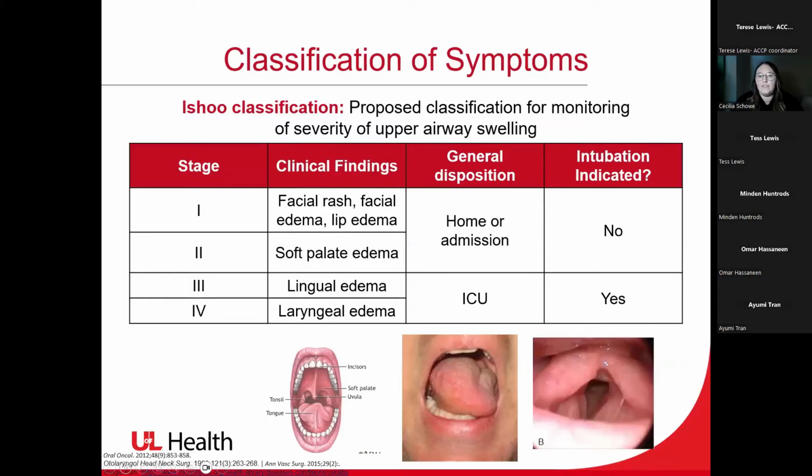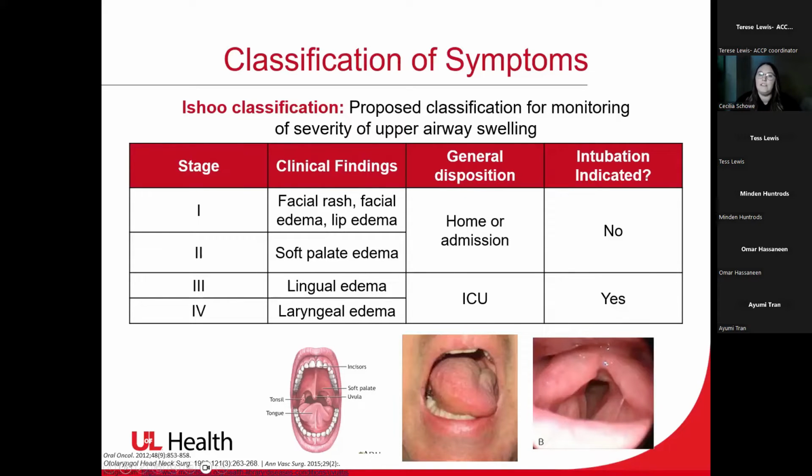So when we think about classification of symptoms, there was a paper published in the 90s called the ISO classification that's typically been used for angioedema, and it's a proposed classification for monitoring the severity of this upper airway swelling. And so you can see there's stages 1 through 4. Stage 1 is your more mild, patients might just have a facial rash, facial edema, potentially some lip edema. But stage 2 is where you're going to start to get that soft palate edema, so right at the top of our mouth may start to swell. Stage 3, you start to get that lingual edema. So that second picture there is going to be more of the tongue. And then stage 4, this is where you get that laryngeal edema, so down into the throat.